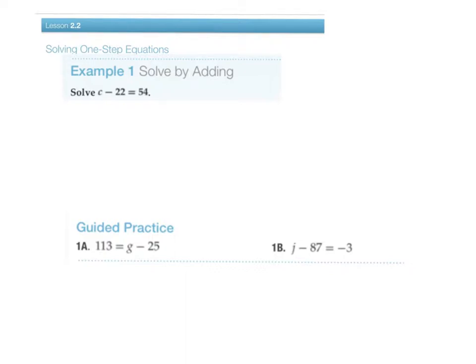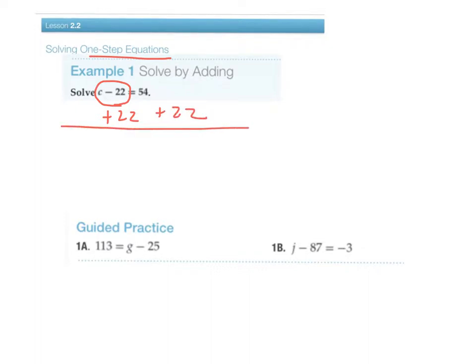In these problems, we are going to solve equations by doing one step. That means we're going to either add, subtract, multiply, or divide to get the answer. And all we're going to do is what is opposite that's being done on the side of the variable. So we have a negative 22, so the opposite is a positive 22. And we have to do that on both sides of the equal sign.